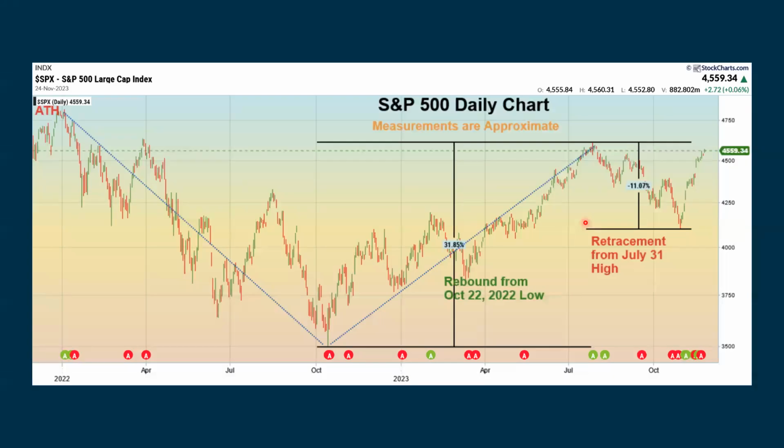Then we look at just some approximate measurements that I took. We have the all-time high, and then the low set in October 2022, and then the big run-up that we saw, and then the retracement that we've seen since July 31st. We came down to this level, and now we've been bouncing back up again, just to get some ideas of what we're looking at in percentage moves.